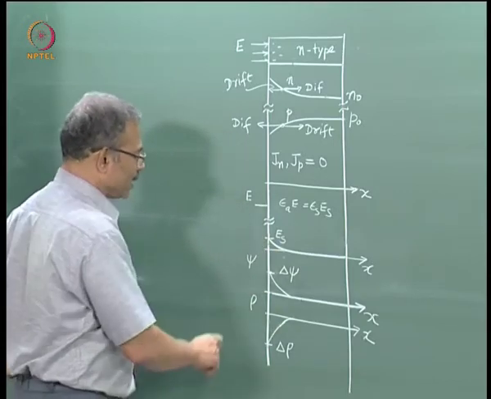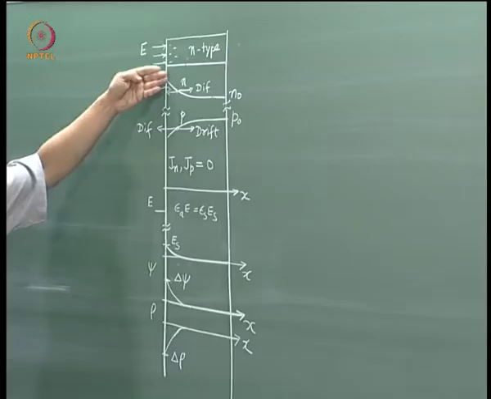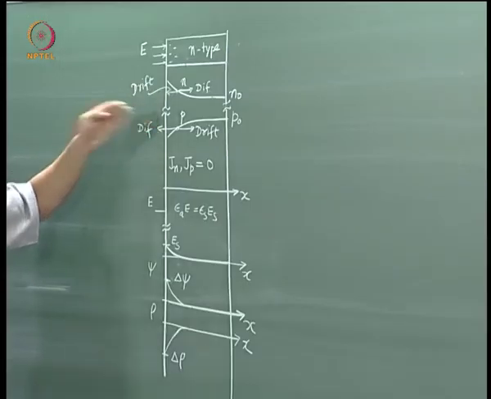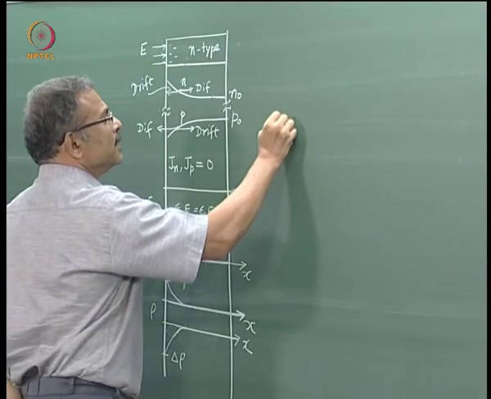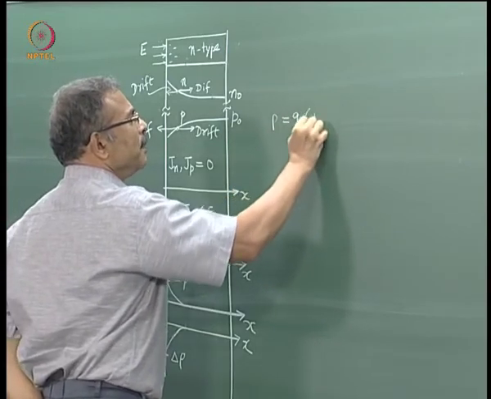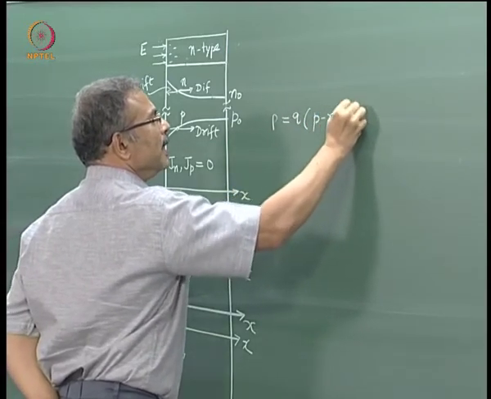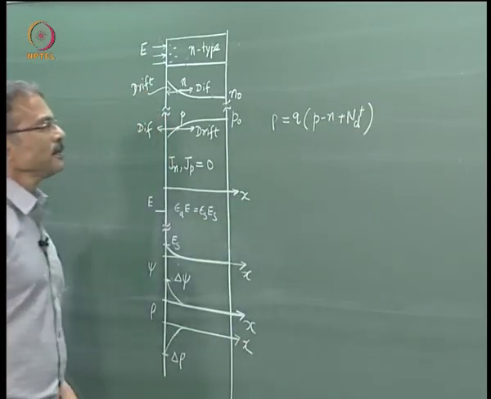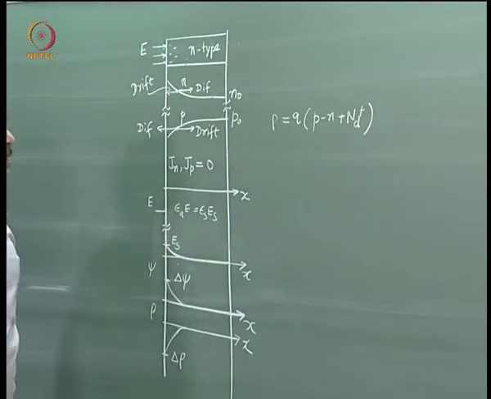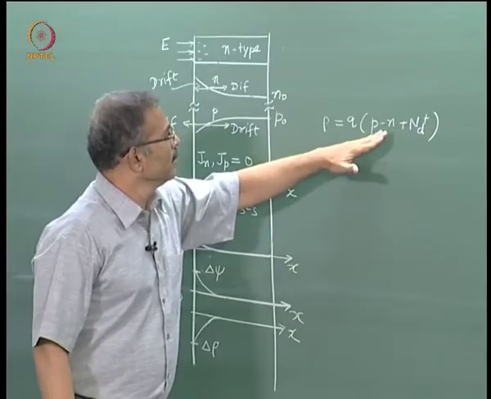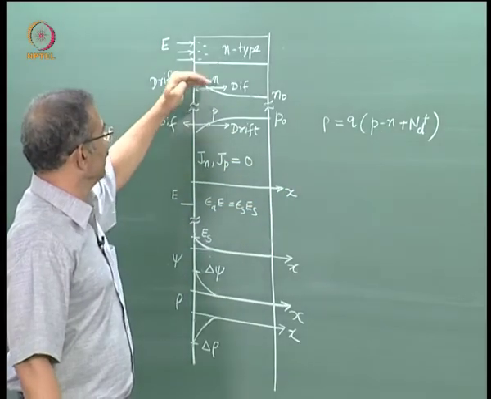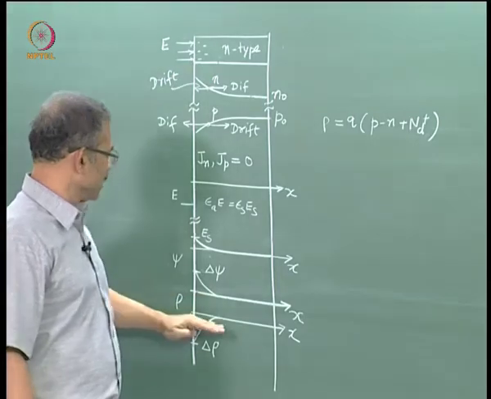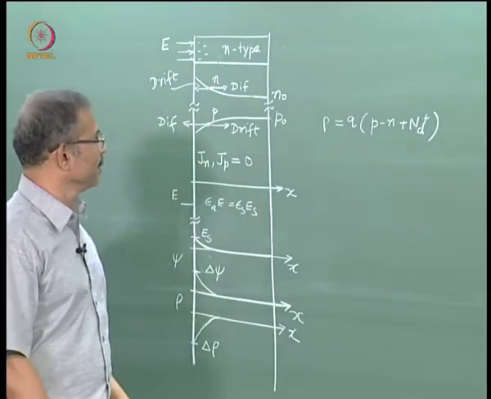Alternately, we can also get the space charge from n and p, because you know that the space charge is given by q times (p minus n plus Nd plus). This is an n-type semiconductor. So I can take the variation in p and n, and from here also I can get the space charge. I will get the same shape.